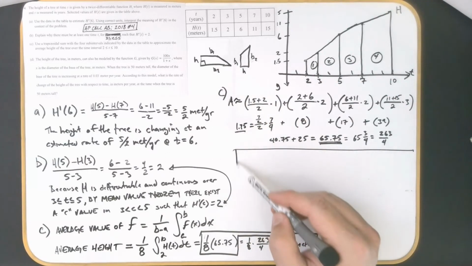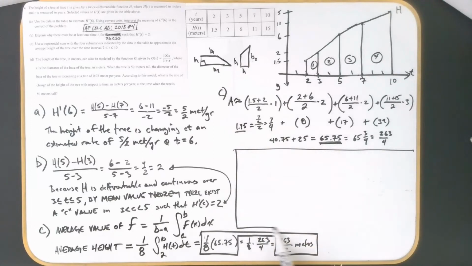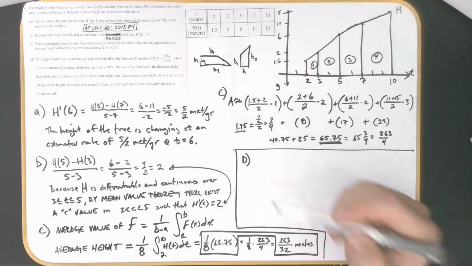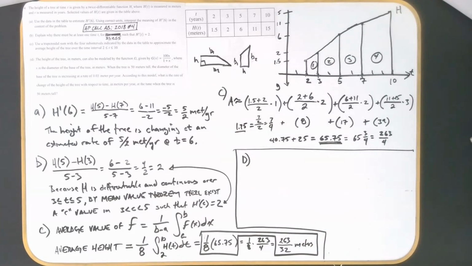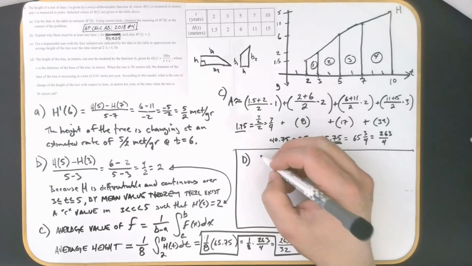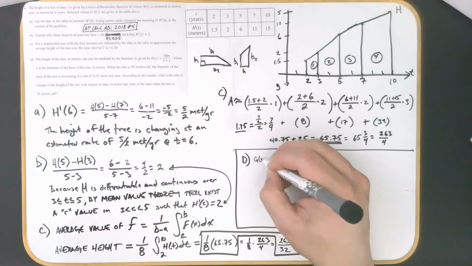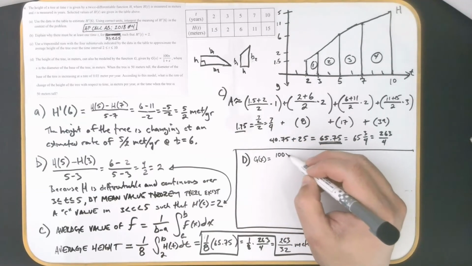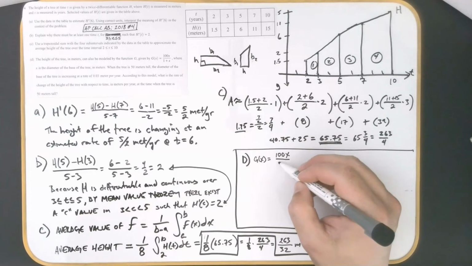Okay, so C was kind of a long part of the question here. And now we have this last part, D. Okay. All right, D, let's see what it says. D says the height of the tree in meters can also be modeled by the function g. Okay, alternate method, where g of x is equal to 100x over 1 plus x. I'm going to write that down here.